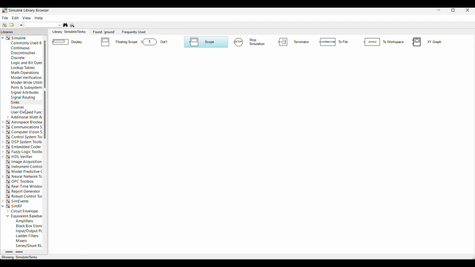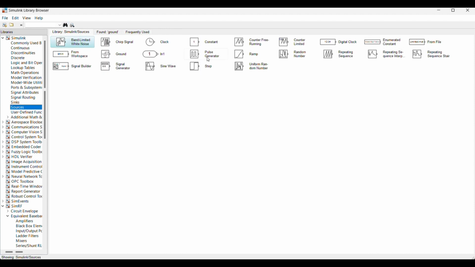Then we go to source to get our pulse generator for all the four switches. Then we type in MOSFET for our semiconductor switch.